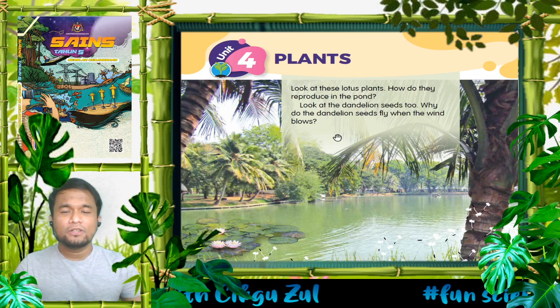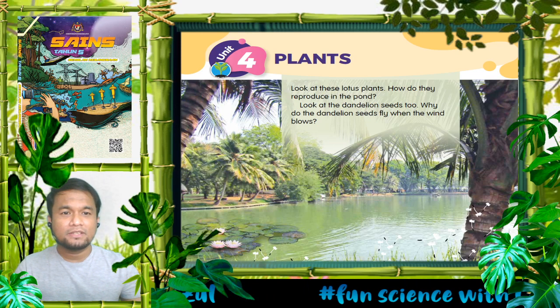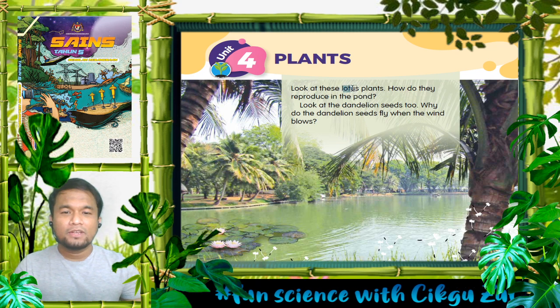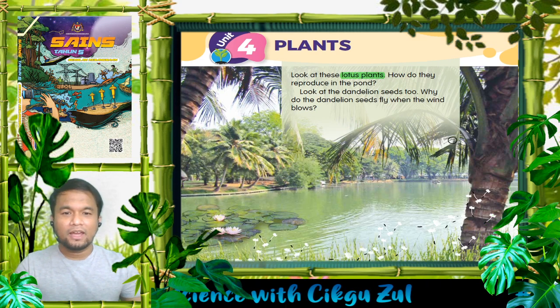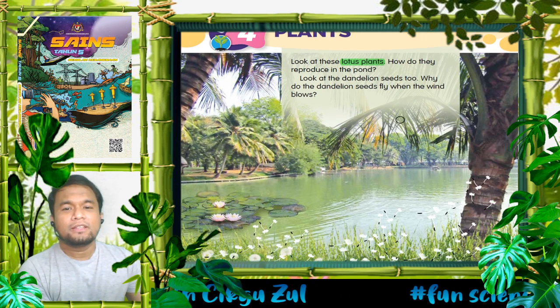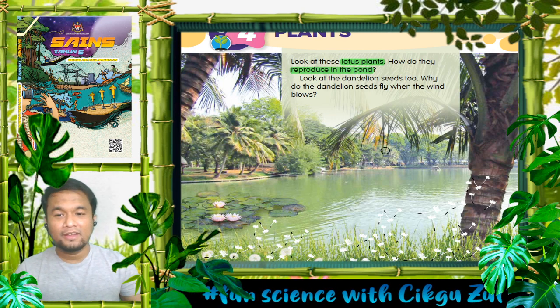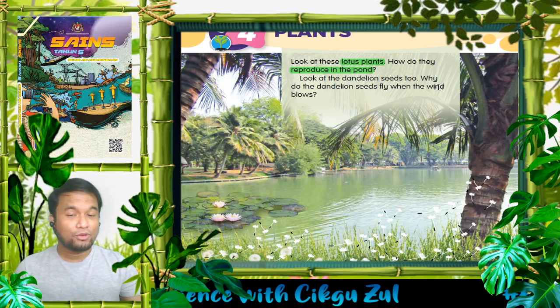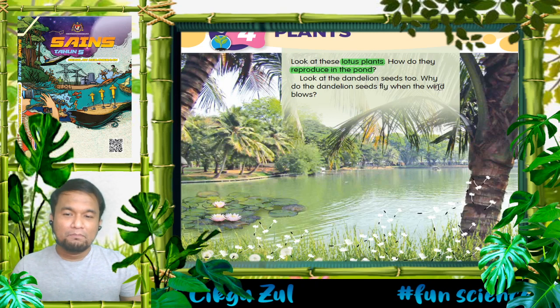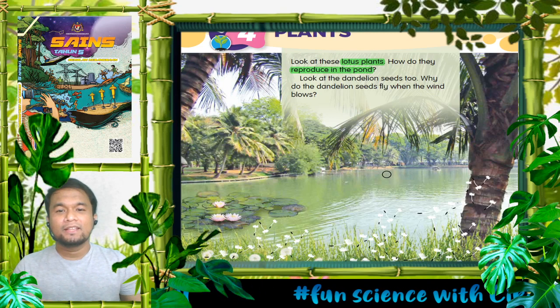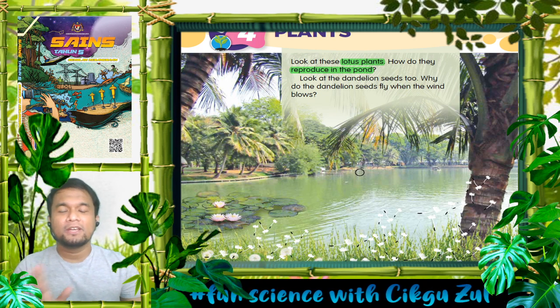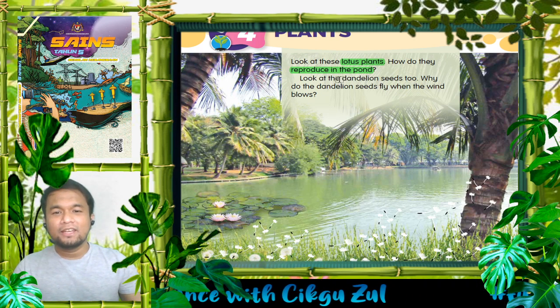Okay, look at this lotus plant. Dia kata satu pokok teratai di dalam gambar. Okay, scroll down. Lotus plant, how do they reproduce in the pond? Dia kata macam mana pokok teratai itu boleh membiak di dalam tempat yang berair, iaitu tasik ataupun kolam. Kolam lah spesifik, sorry.